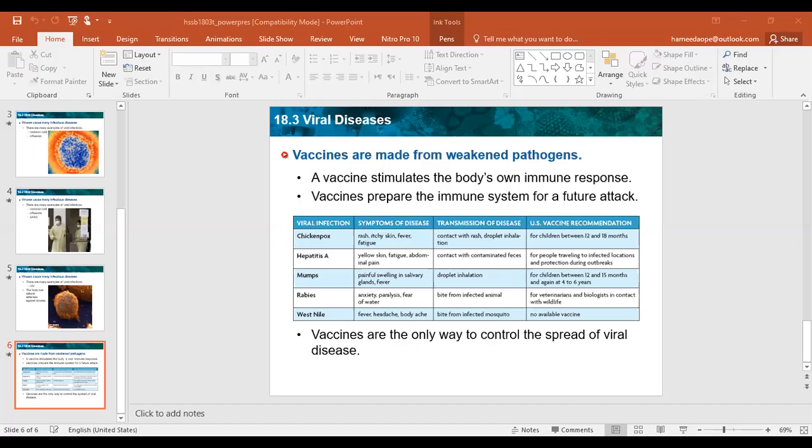The high mutation rate of flu viruses makes it necessary for a new influenza vaccine to be made every year. A vaccine, what's a vaccine? A vaccine is a substance that stimulates the body's own immune response against invasion by infectious agents. What does stimulate mean? It stimulates, it triggers, it makes your own immune system work harder.